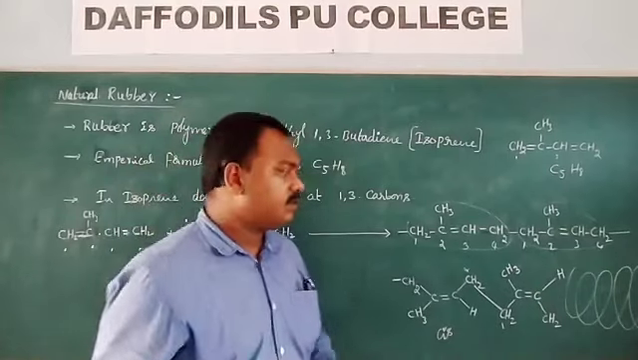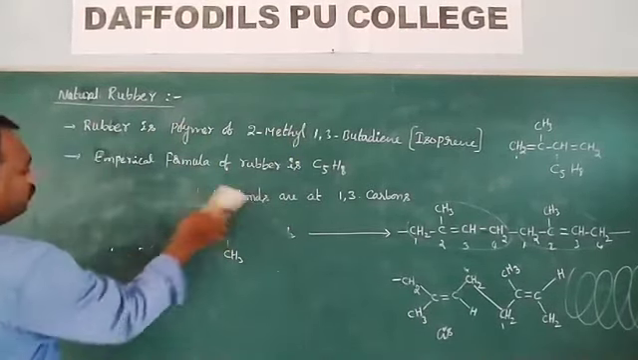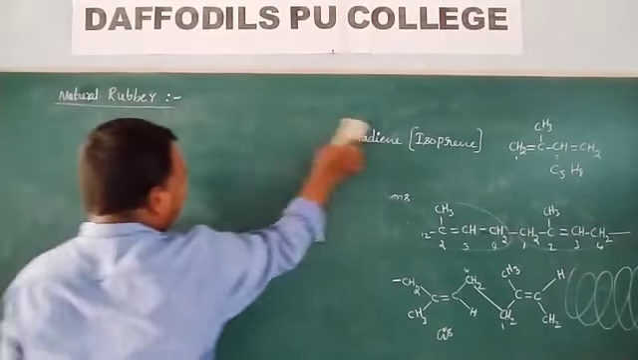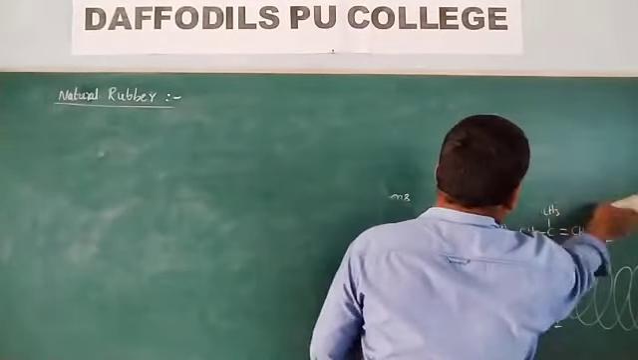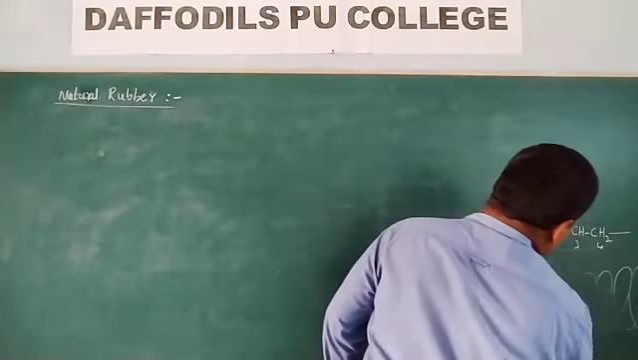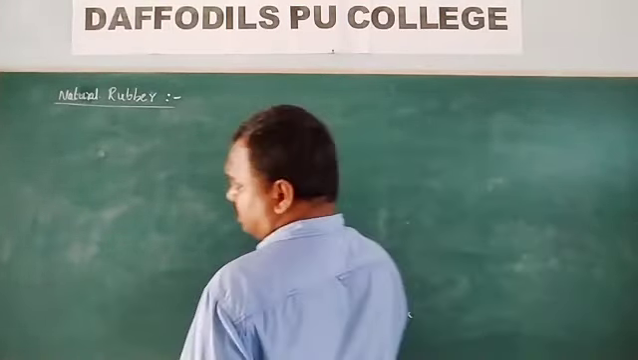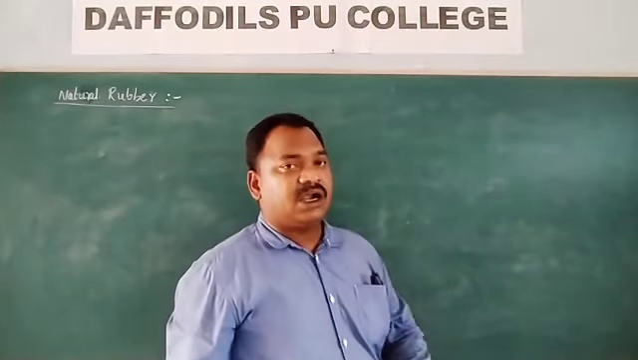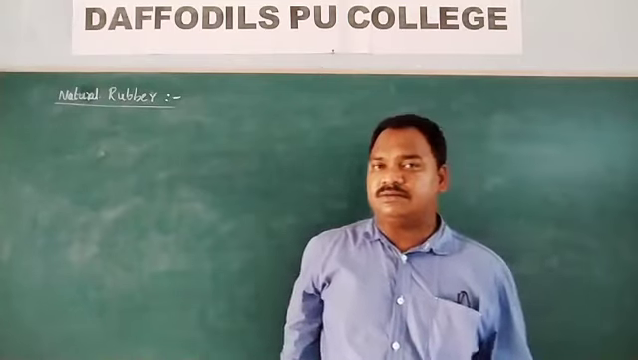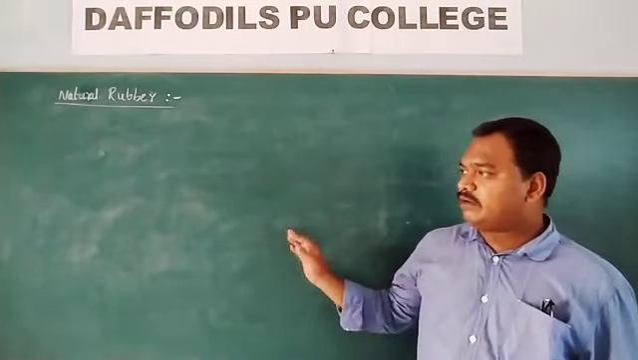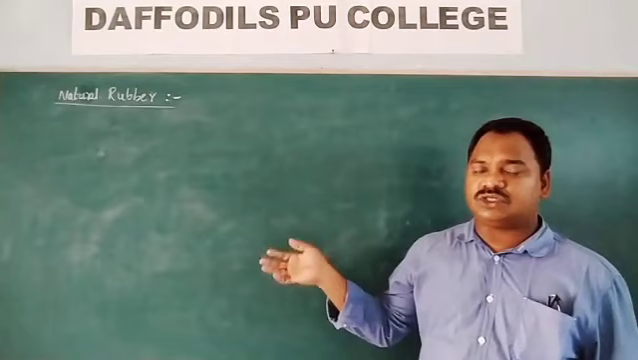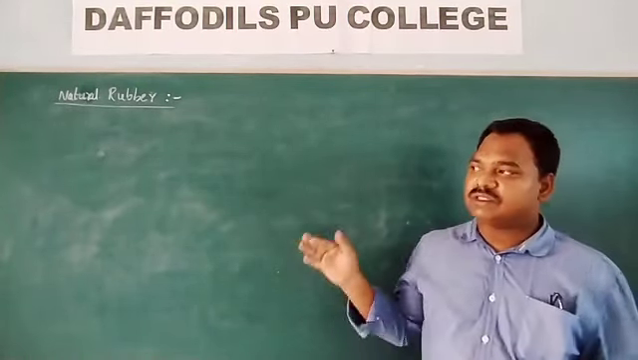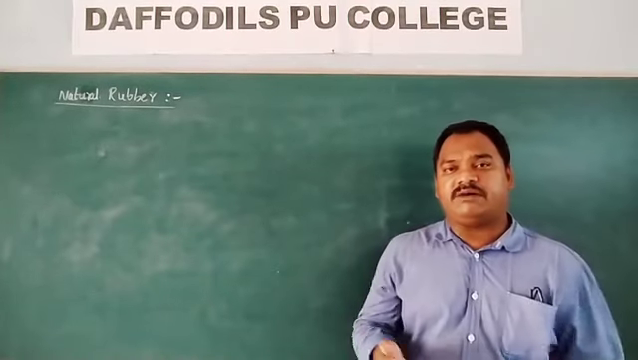So this is about the structure of rubber. This rubber is not commercially useful because the rubber which is extracted from natural sources has bad qualities.